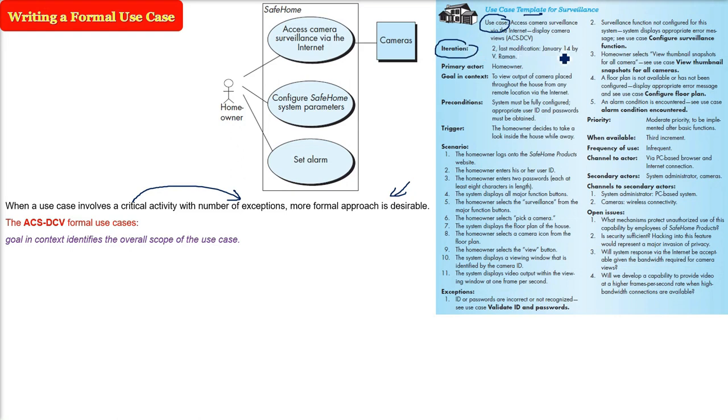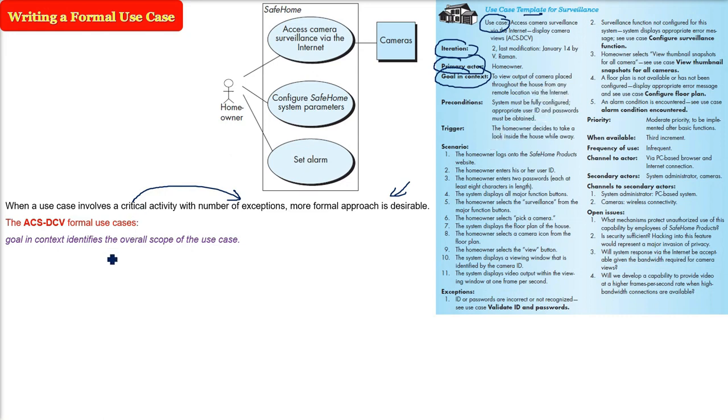What are the primary actors? What is the goal in context? The goal is it will identify the overall scope of that particular use case. What this use case wants to achieve: to view output of camera placed throughout the house from any remote location via the internet. This is the goal.